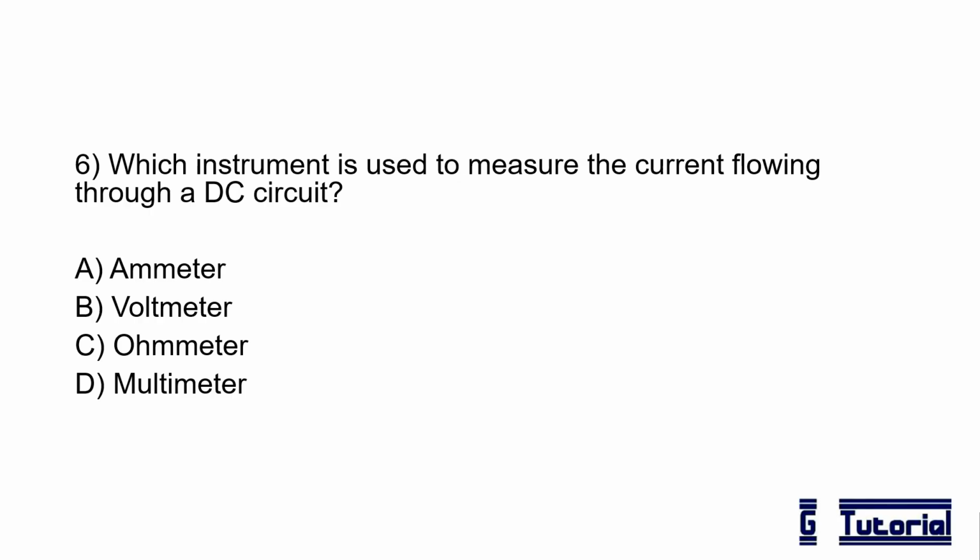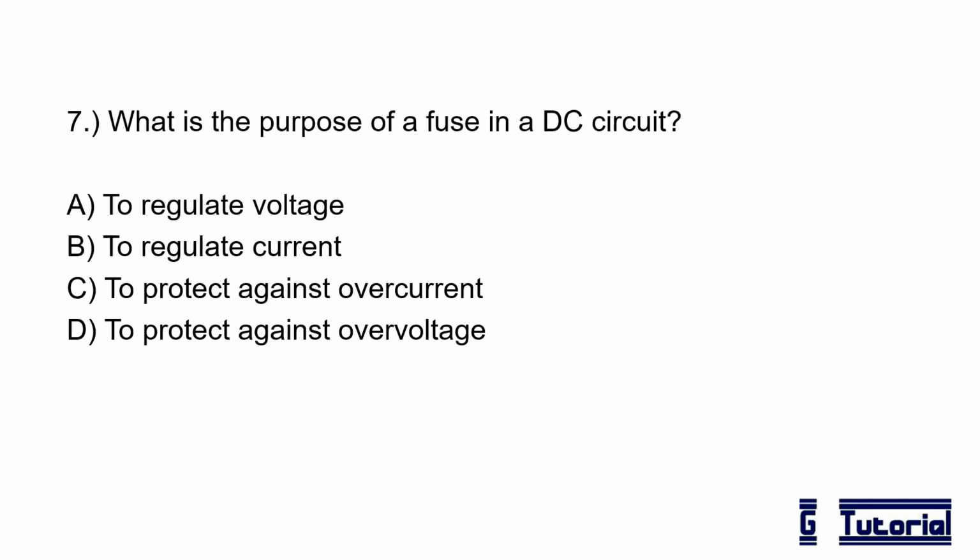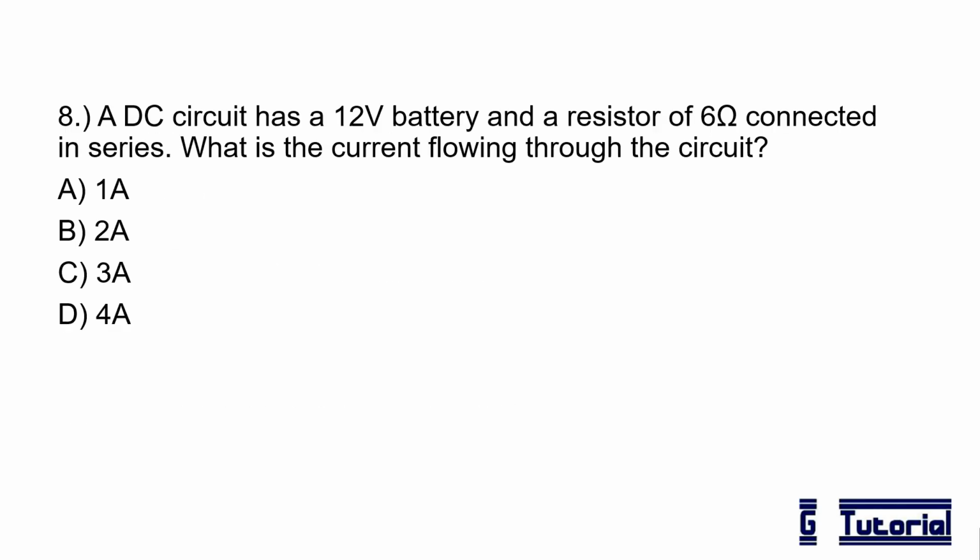Which instrument is used to measure the current flowing through a DC circuit? The instrument used to measure current through a DC circuit is the ammeter, and the instrument used to measure voltage is the voltmeter. What is the purpose of a fuse in a DC circuit? A fuse is an element which protects a DC circuit from overcurrent. So the purpose of a fuse in a DC circuit is to protect against overcurrent.